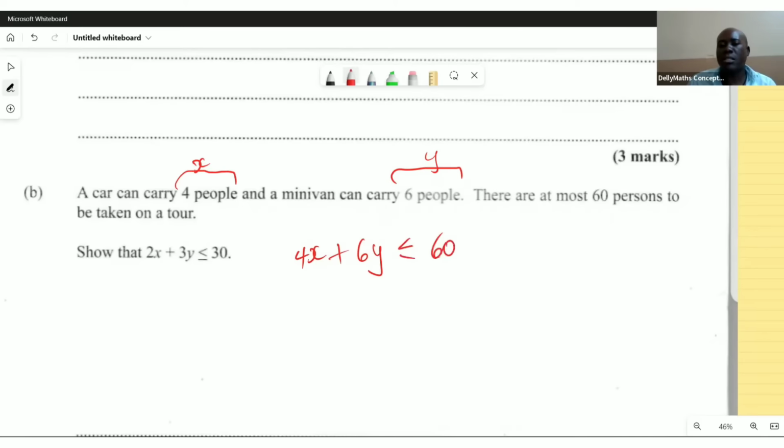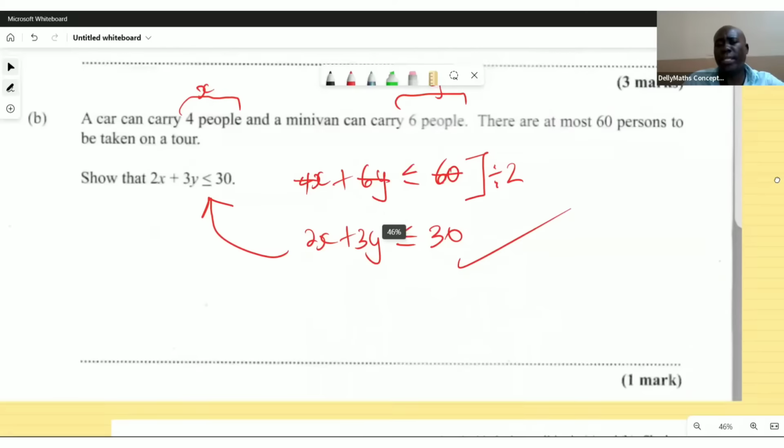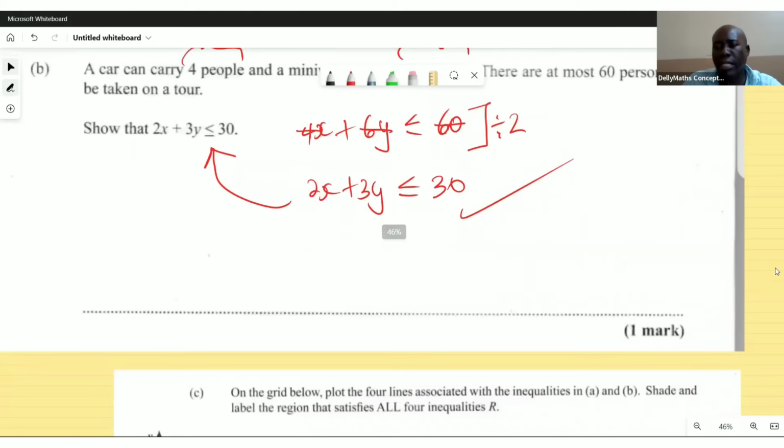If we want to show the result, we divide everything by 2. 2 into 4X gives us 2X, 2 into 6Y gives us 3Y, and 2 into 60 gives us 30. Hence, we would have shown that. You could have picked up that mark, and we move on. Now we're looking at 4 inequalities, 3 from before, and this is another situation.